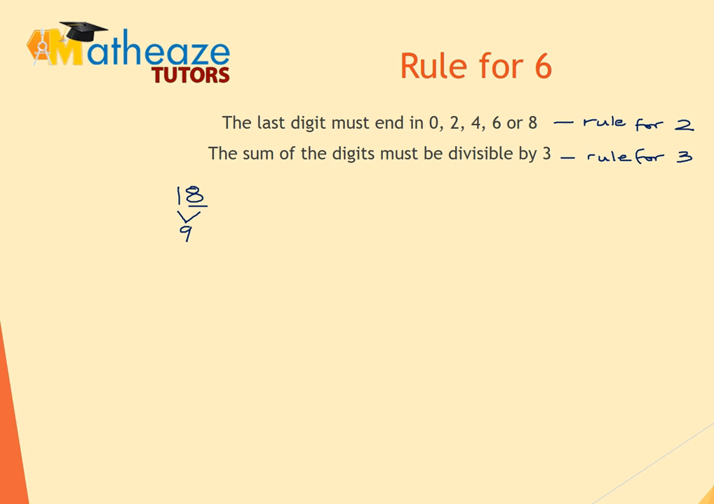Now let's look at another one, 438. You can see this right here. It ends with an 8. 4 plus 3, 7 plus 8 is 15. 15 is divisible by 3. So 438 is divisible by 6. Now let's go for something else.